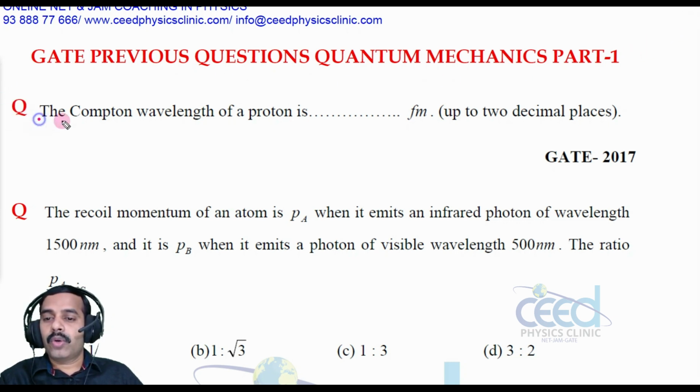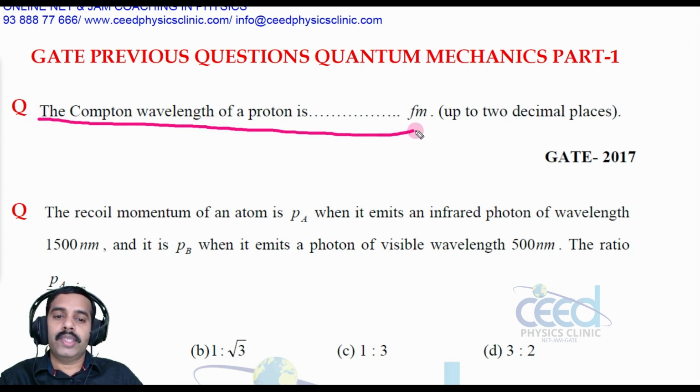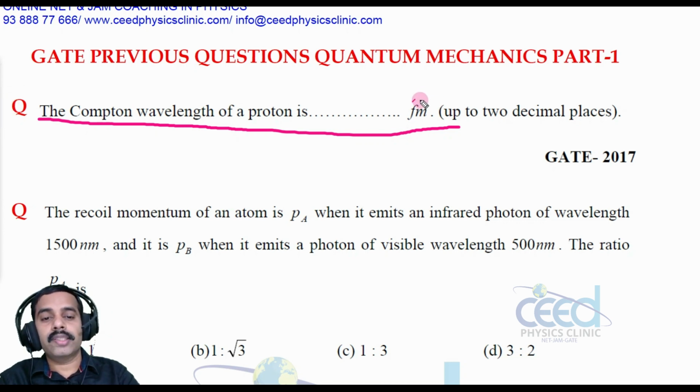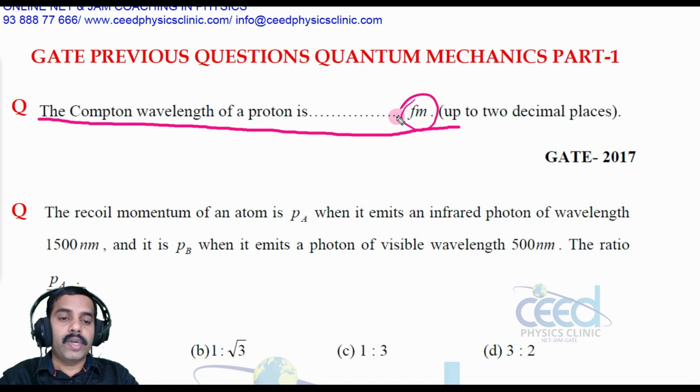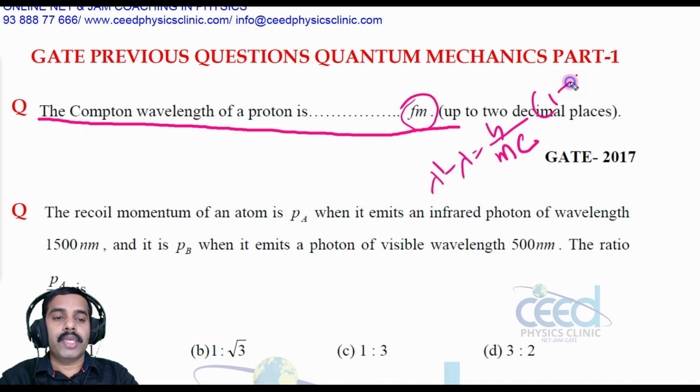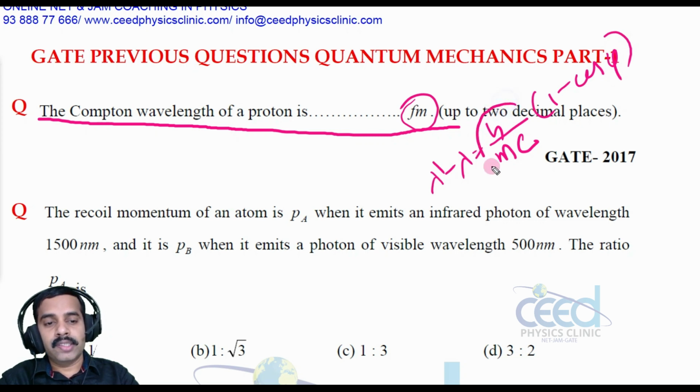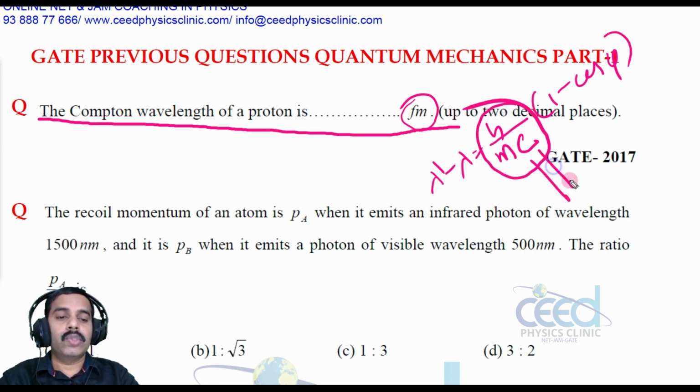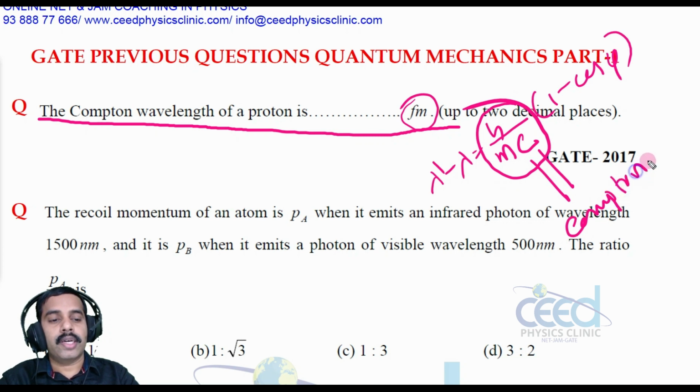First question: the Compton wavelength of a proton is dash femtometer. Let me give you the method and calculation that you can do. We have to give the answer in femtometer. So what is Compton wavelength? We have studied the Compton formula, lambda dash minus lambda is equal to h by mc into (1 minus cos phi). Here this term h by mc is known as the Compton wavelength.